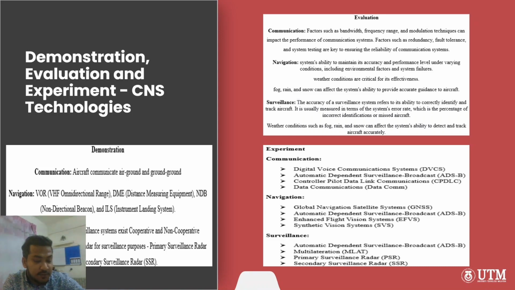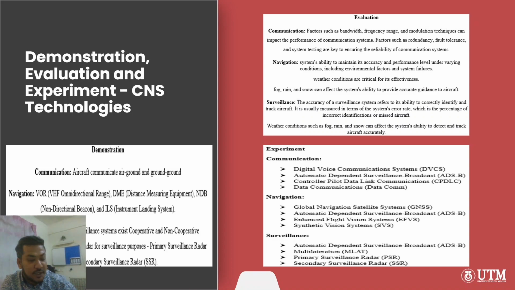And the accuracy of the navigation system refers to the ability to provide precise, reliable guidance to aircraft. It is usually measured in terms of system error rate, which is the difference between the accurate position of the aircraft and the position indicated by the navigation system. Surveillance. About the evaluation of surveillance.